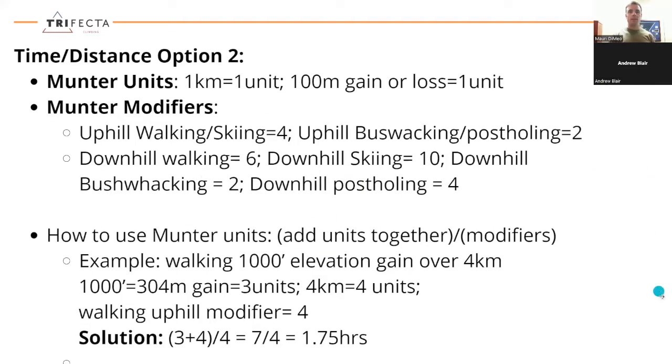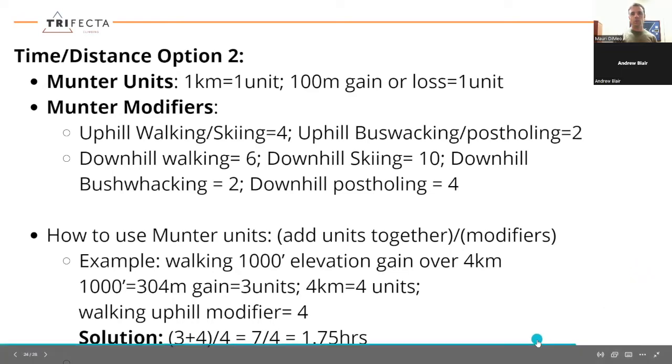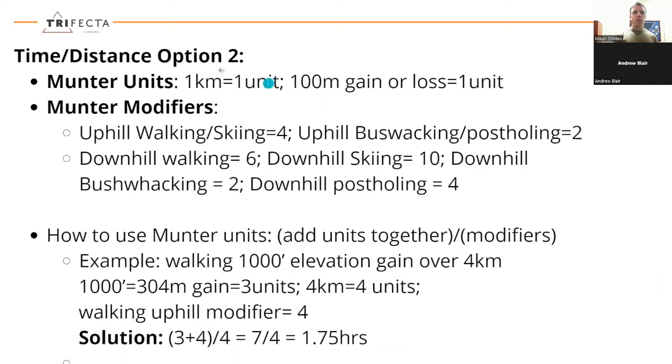Now moving forward to the one that's a little bit more complicated, but also again modifiable for you, is the Munter units option. So the starting point is we're going to look at what each unit is. 1 kilometer is 1 unit, 100 meters of elevation gain or elevation loss is 1 unit. The difference with the Munter units is we're going to have Munter modifiers here.